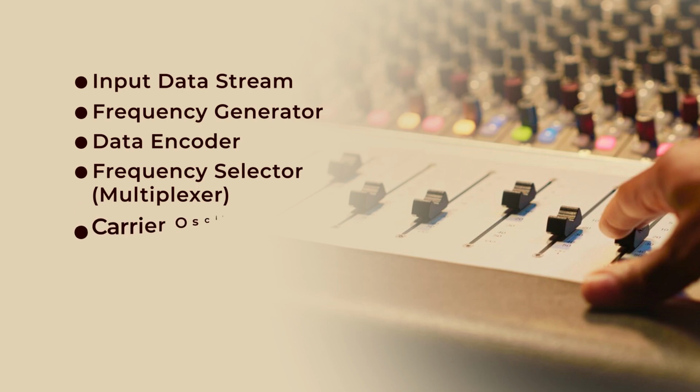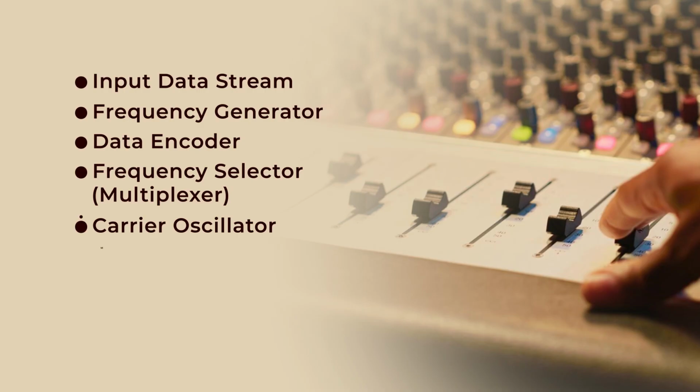The next is the carrier oscillator. The carrier oscillator generates a continuous sinusoidal signal at the base frequency. The next is the modulated output signal. The output is the FSK modulated signal whose frequency varies in accordance with the input data. For binary 1, the signal will have the frequency f1, and for binary 0, it will have the frequency f0.